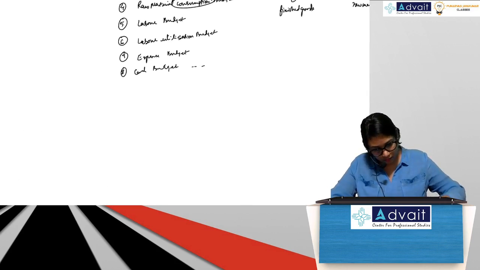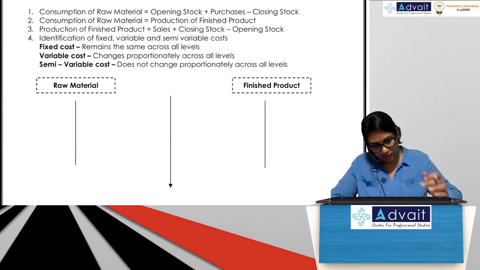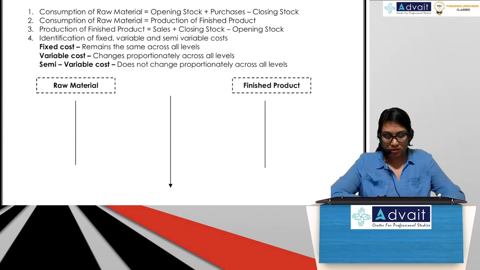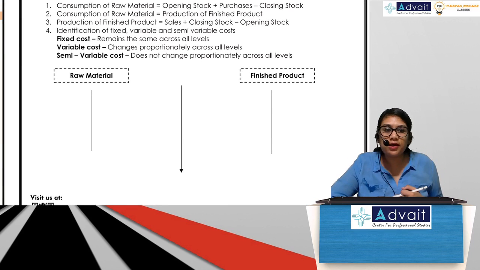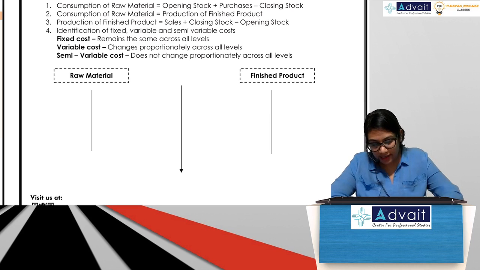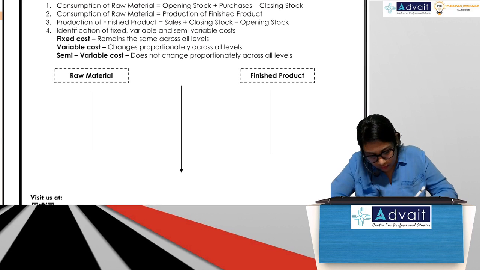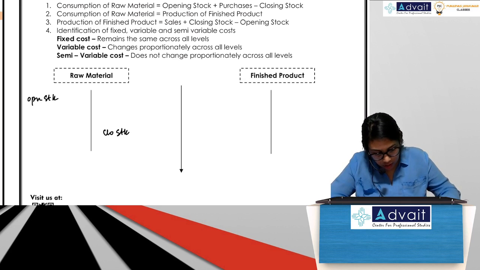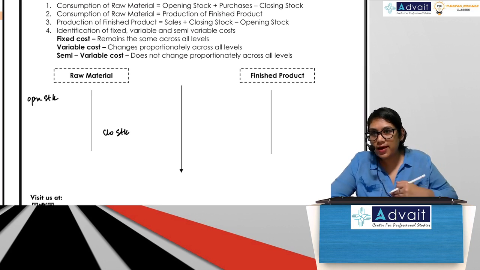So if you come here, see this. I've given you two spaces here. Do you see that? Raw material and finished product. So now I need you to fill this up for me. How will you fill this up? Raw material. What all could raw material consist of? Opening stock, closing stock. What else comes on the debit side? Purchases. I purchased the raw material.